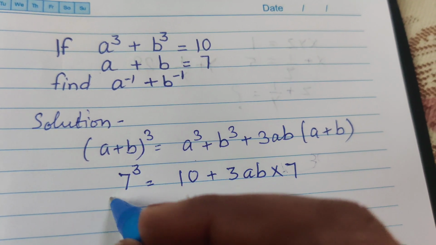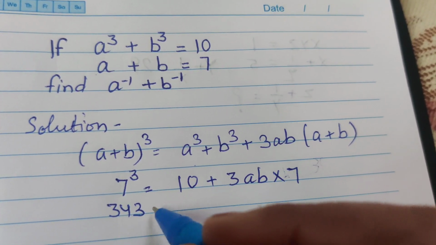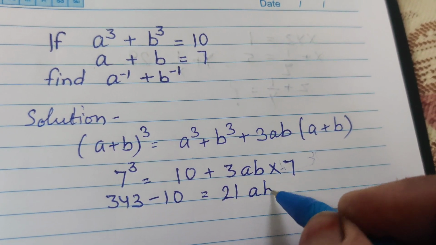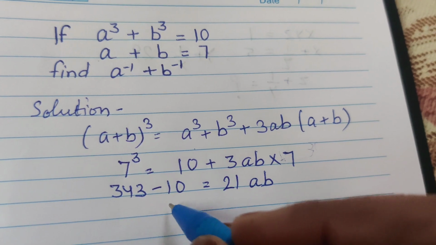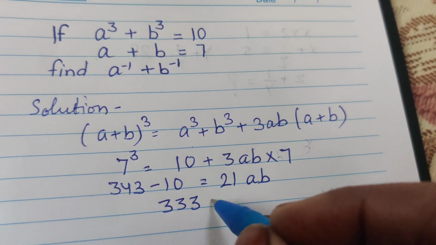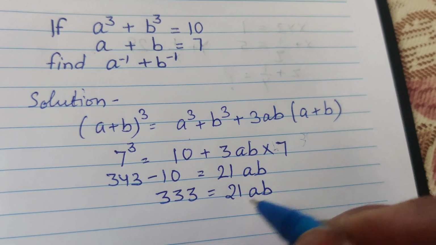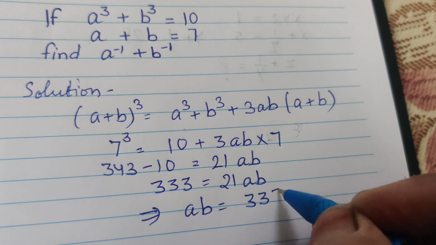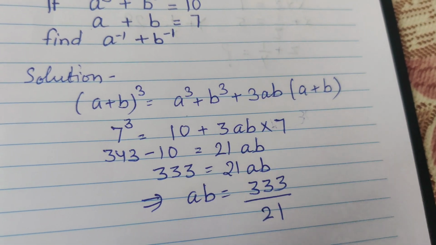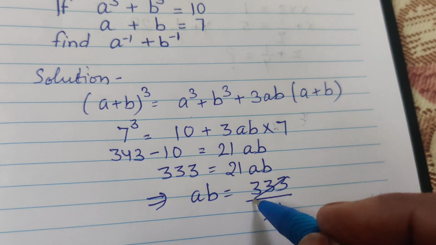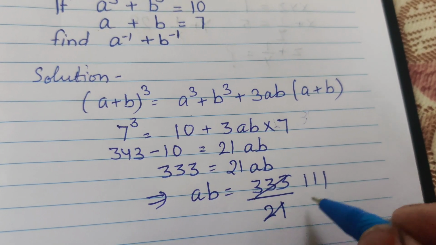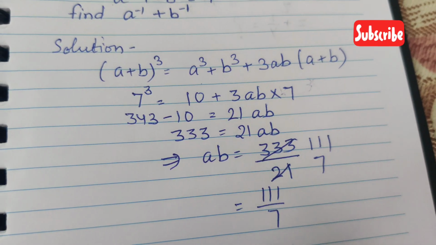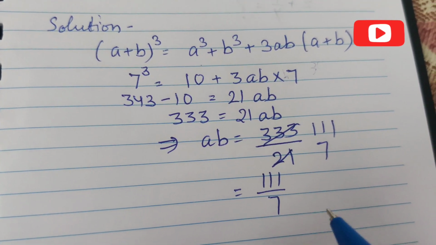Now 7 cube is 343 minus 10 equal to 7 into 3, 21 AB. So 333 equal to 21 AB. Now AB equal to 333 divided by 21. Now we can cancel by 3: 1 and here is 7. It means 111 by 7. The value of AB is 111 by 7.